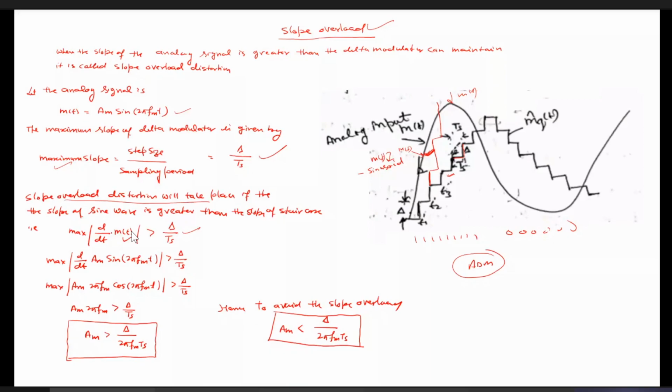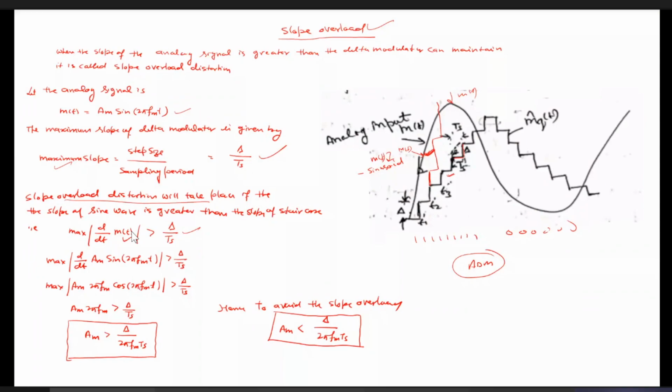Since we have taken m(t) as a sinusoidal signal, we can take the derivative of Am sin 2 pi fm t. So the maximum value of the modulus of Am 2 pi fm cos 2 pi fm t should be greater than delta by Ts. Since we are taking the mod and the cos, the maximum value of cos 2 pi fm t is plus or minus 1. So we can simply write this as Am 2 pi fm being greater than delta by Ts. In that case, the slope overload distortion will occur.